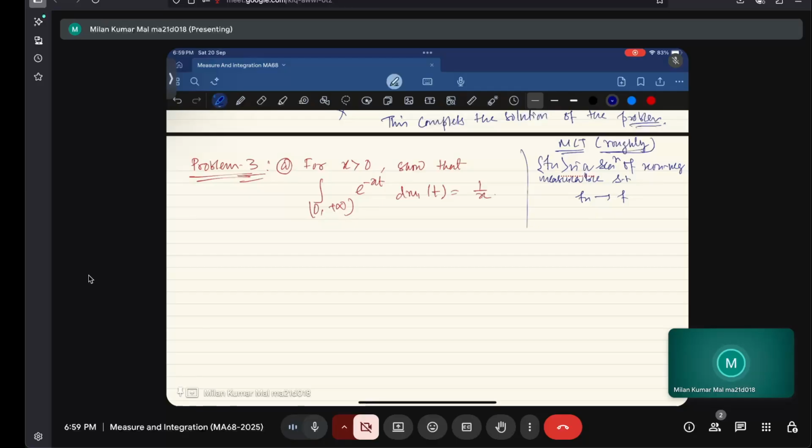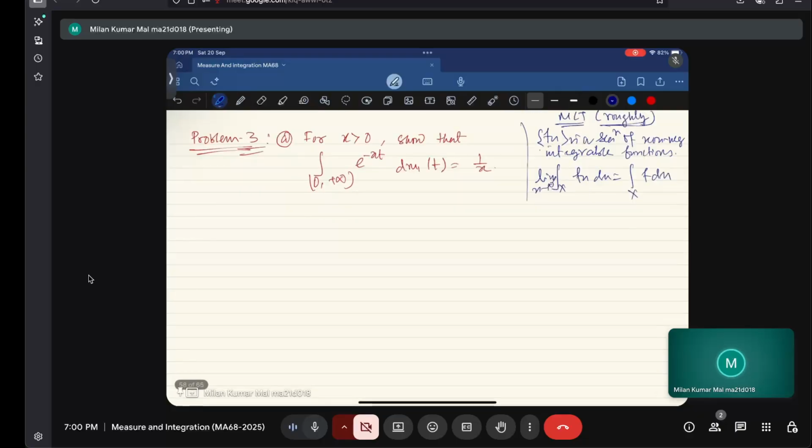And if the fn's are also non-negative integrable functions, not only measurable, that means the function is already measurable, then the integration over x of the limit of fn as n tends to infinity d mu must equal the limit of the integration over x of fn d mu. So now with this, as the function e to the power minus xt, now come back to the problem.